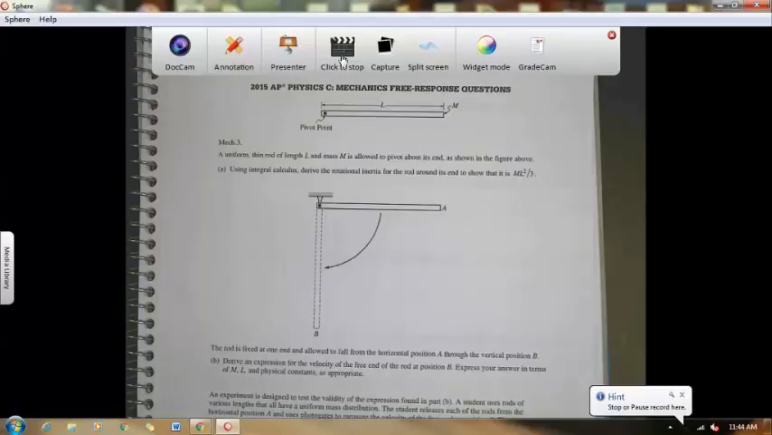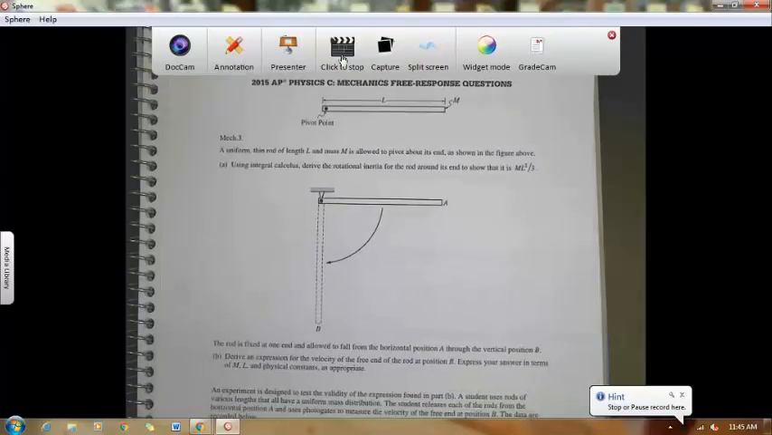It's been released. You can find it online at AP College Board, along with its scoring rubric, so you can check it out. This is free, easy to find. I wanted to go through this with you, though, to hopefully help you learn some of the things we look for in free response questions.